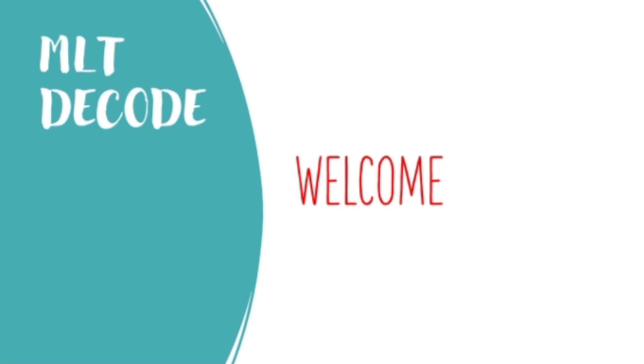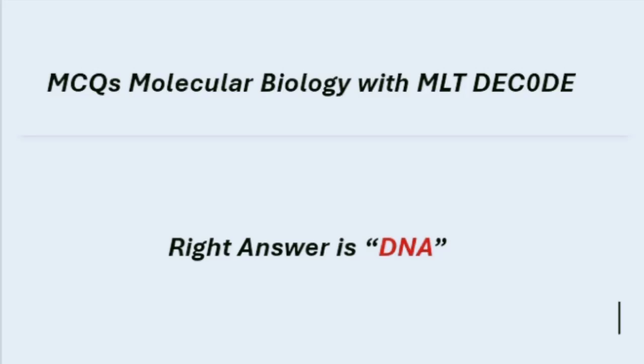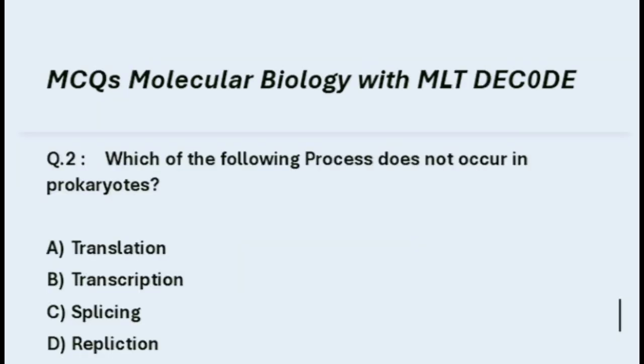Today is the molecular biology playlist and the MCQs video. So let's start. The first MCQ is: in 1869, John Frederick Miescher discovered DNA, RNA, blotting techniques, or all of these. Right is DNA.